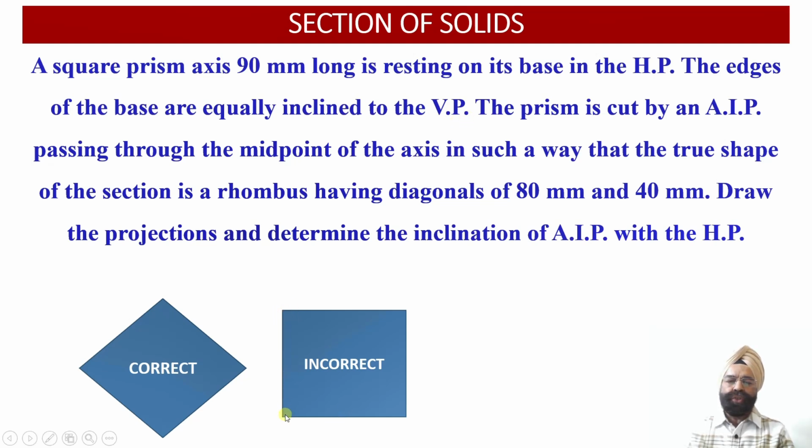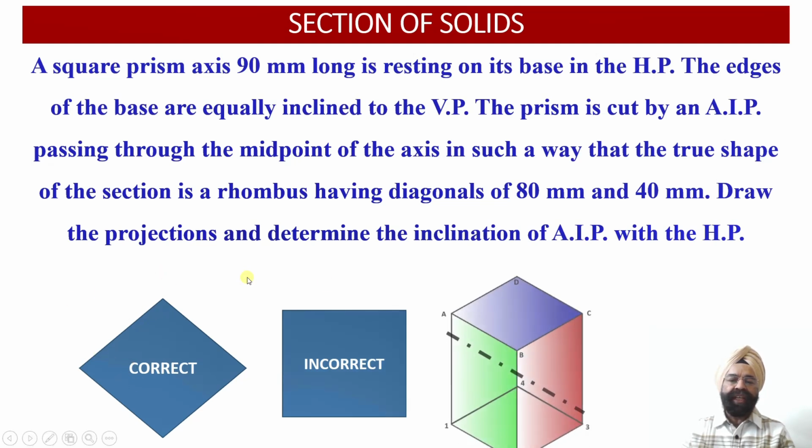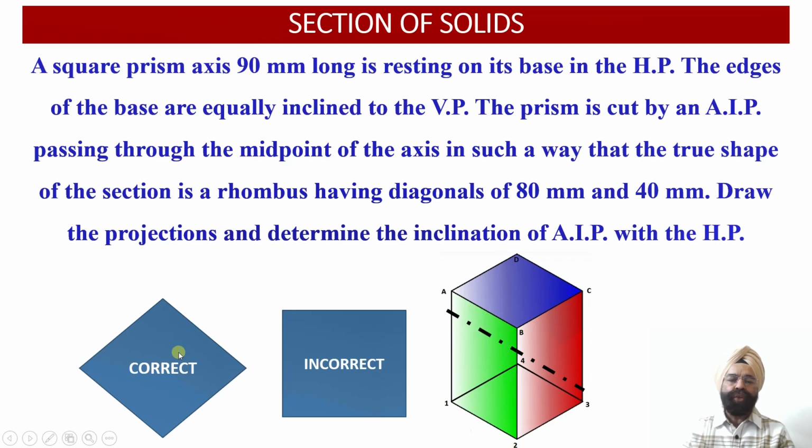So we cannot choose this orientation of the square prism on the horizontal plane, because over here all the faces are not equally inclined to the vertical plane. The two edges of the base are parallel to VP, while the other two edges of the base happen to be perpendicular to VP. Whereas if we choose this orientation of the square prism on the horizontal plane, now all four edges of the square prism will be inclined at an angle of 45 degrees with respect to the vertical plane. So this is the correct orientation of the square prism on the horizontal plane.